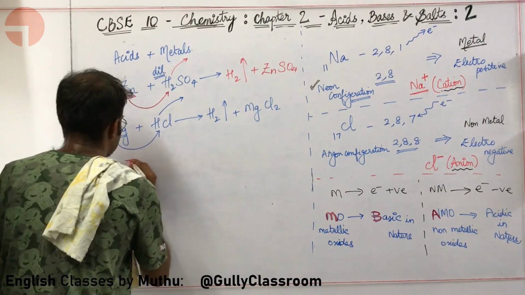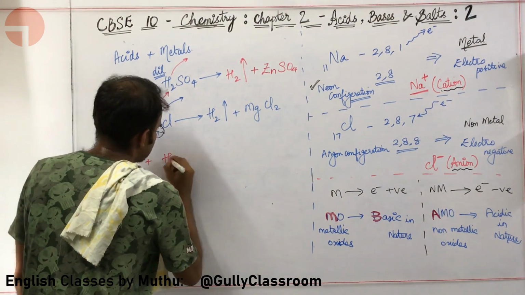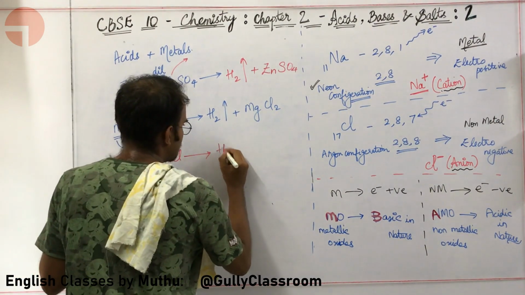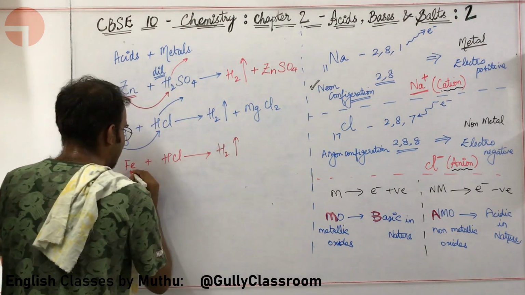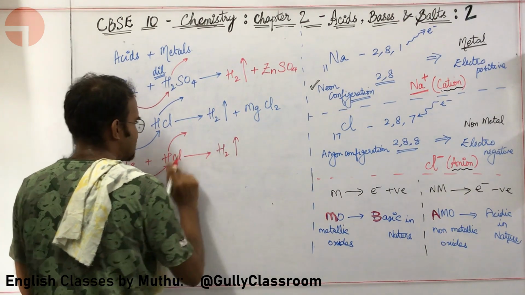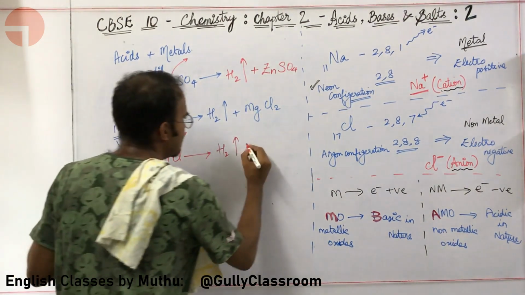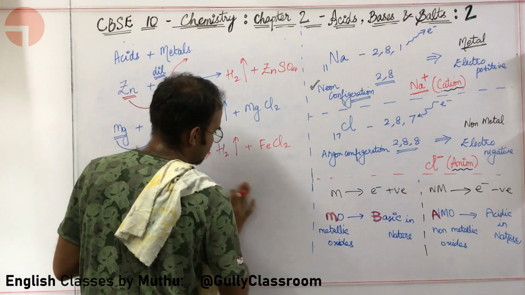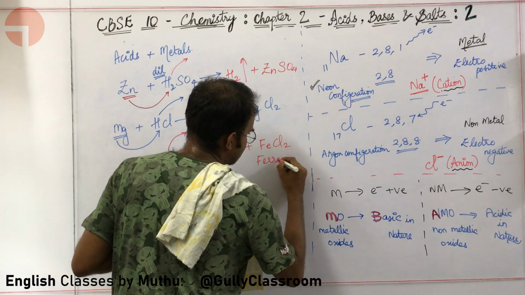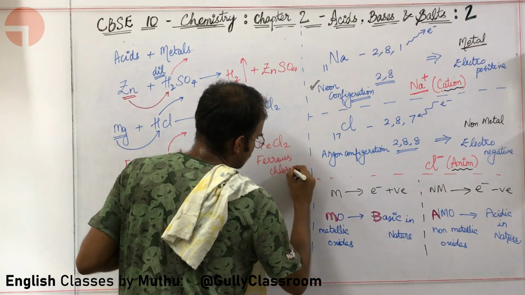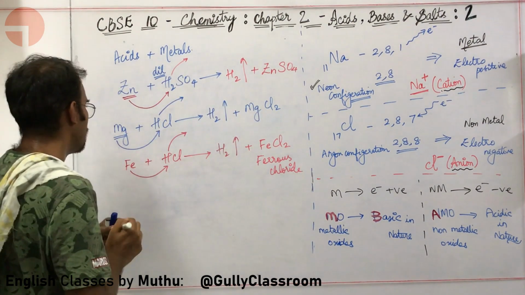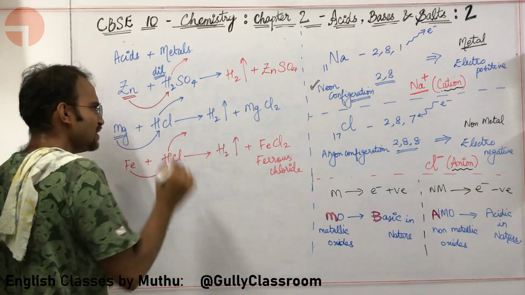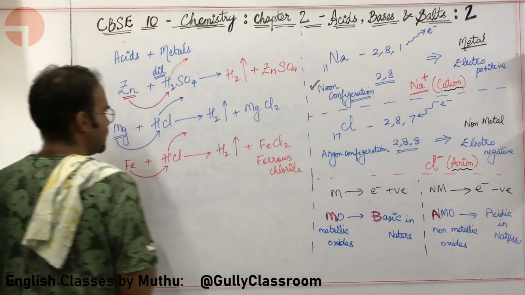Okay, what else? Give me the next reaction. The next reaction is, let me write Fe plus HCl, iron plus hydrochloric acid. Here also, iron is more reactive than hydrogen. Hydrogen will be displaced from its compound. You will get FeCl2. This is nothing but ferrous chloride. Okay, sir. What else? Let me write another reaction.